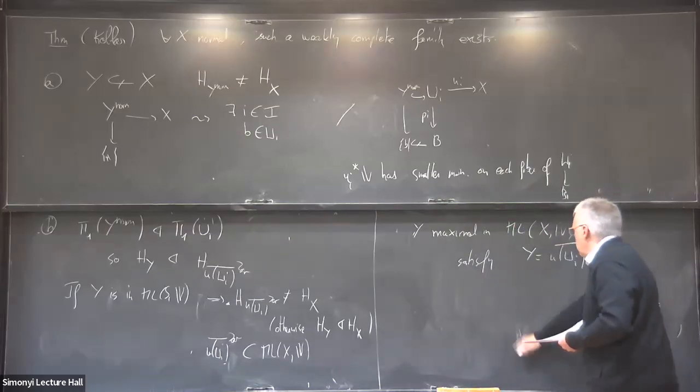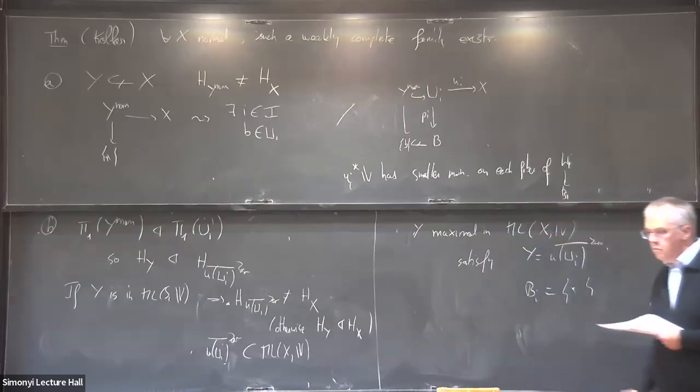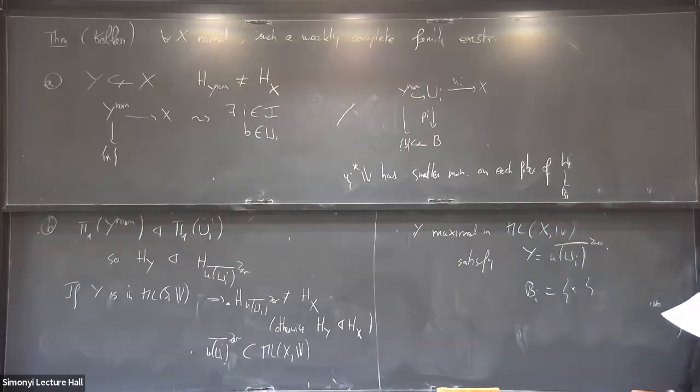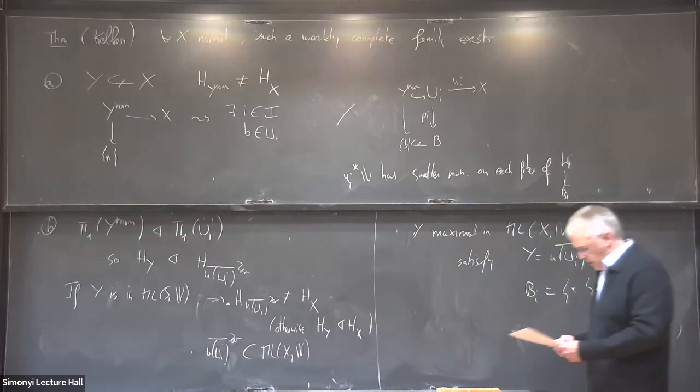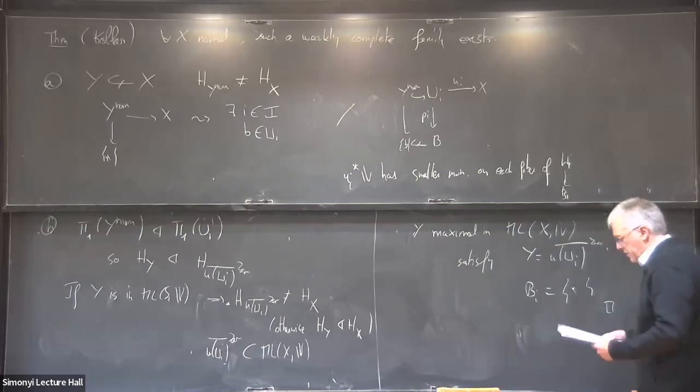And so this means exactly that B_I is a point. The maximal ones have a deformation space which is trivial. And that's it, they are strongly rigid. Okay, so this is the proof. You can see that this is a complete triviality.